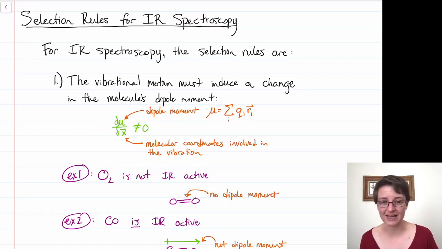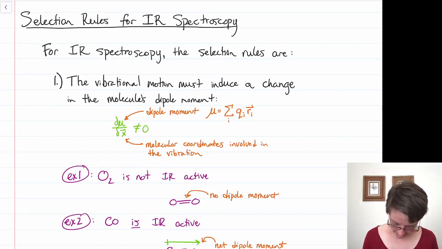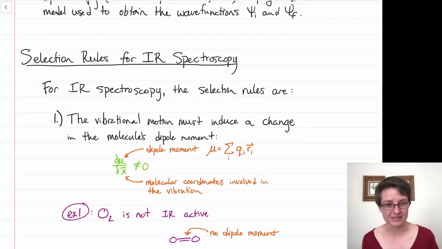The dipole moment, again, is something that you've discussed in your physics classes, where you gave it a mathematical formula. Mu is equal to the sum of all the charges of the individual particles times their position in space. And we want that somehow to change as we change our internal coordinates. So the best way to try and explore the selection rule is by doing a couple of examples.